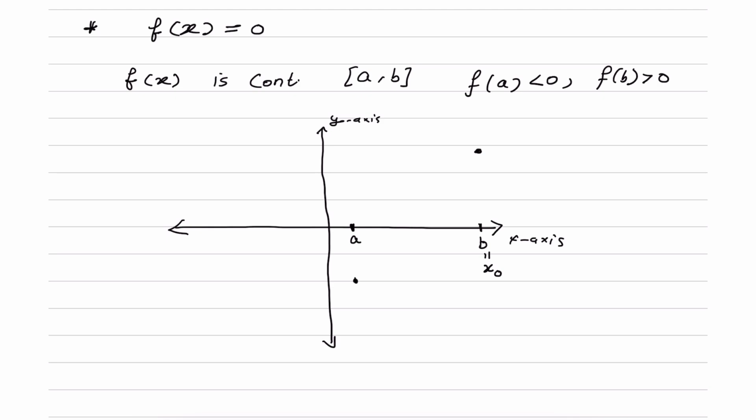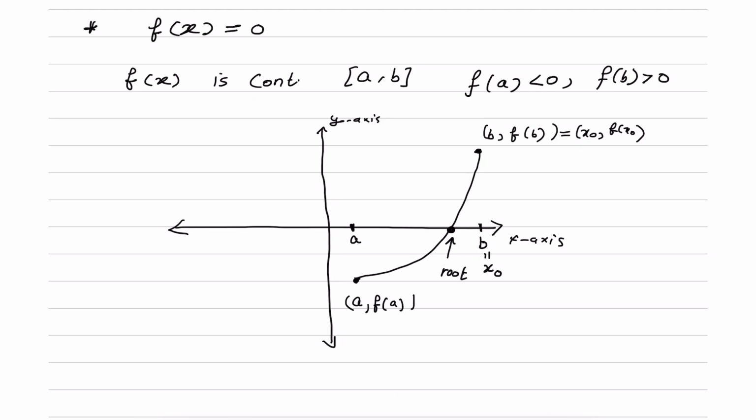Since we know that the function f of x is continuous on the interval AB, this point, which has the coordinates a f of a, and this point, which has the coordinates b f of b, or it is the same point as x0 f of x0. So let's join these 2 points a f of a and b f of b because the graph in between a and b is continuous. So wherever this graph is cutting x-axis, that is our root.